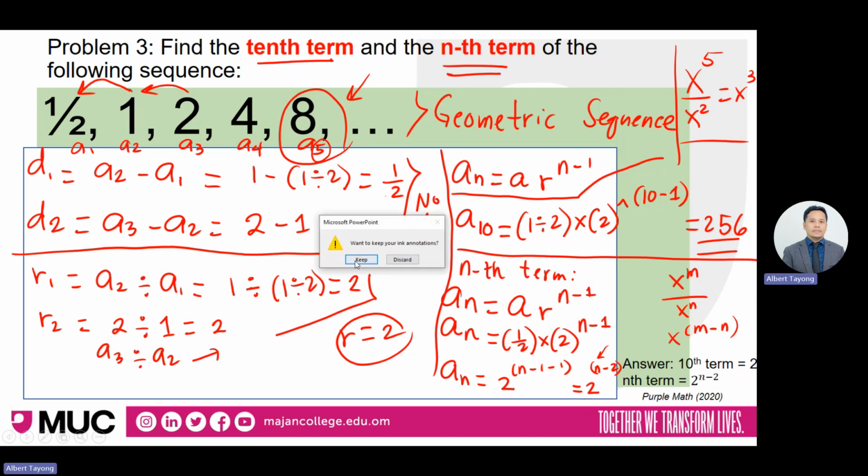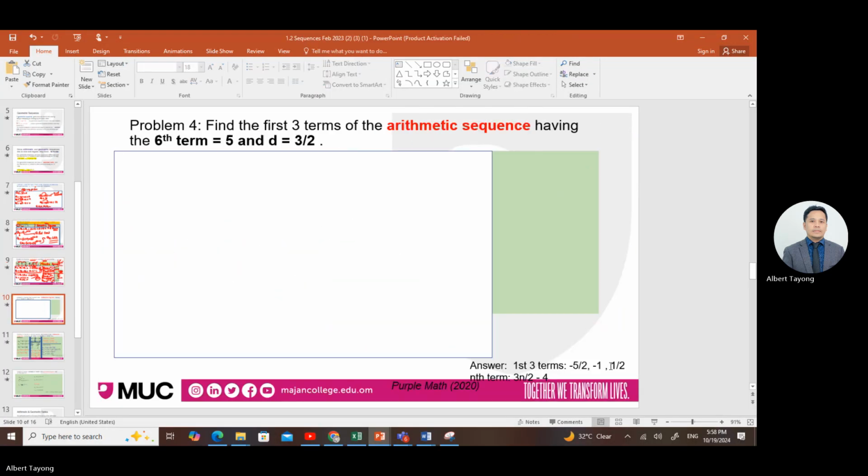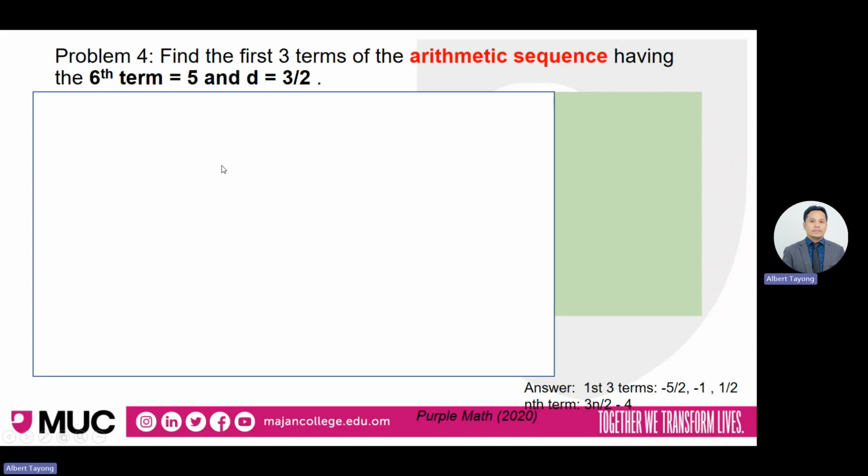Okay, it's the last problem. So here you are asked to find the first 3 terms of the arithmetic sequence having the 6th term equals 5 and d equals 3 over 2. Now, this is the given arithmetic sequence.